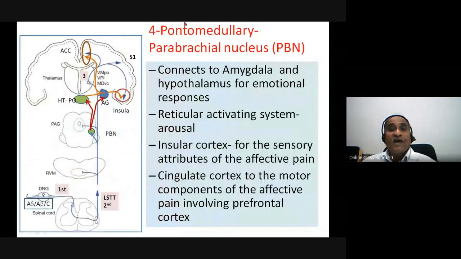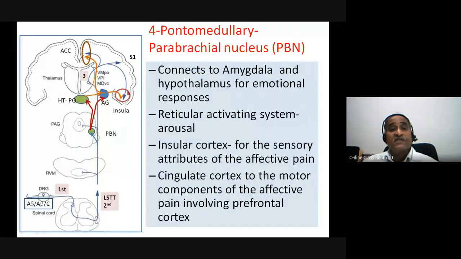Fourth, what happens in the parabrachial nucleus? This is the parabrachial nucleus. It's in the upper pontine area. So this is the medullary area, this is the upper pontine area, and this is the parabrachial nucleus. And this parabrachial nucleus connects to the amygdala and hypothalamus. Amygdala in turn connects to the insular cortex.